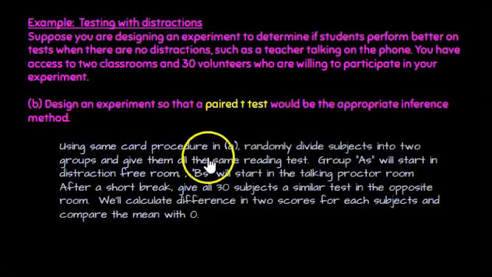Well, using the same card procedure we used in A, I would randomly divide the subjects into 2 groups and give them all the same reading test. The group A's will start in a distraction-free room, and B's will start in the talking proctor room. After a short break, I'll give all 30 subjects a similar test in the opposite rooms. And we'll calculate the difference in the 2 scores for each subject and compare them with a mean of 0, meaning there's no difference in the distraction versus no distraction group. So hopefully you see that each individual is getting both treatments. That's what makes this a paired test.